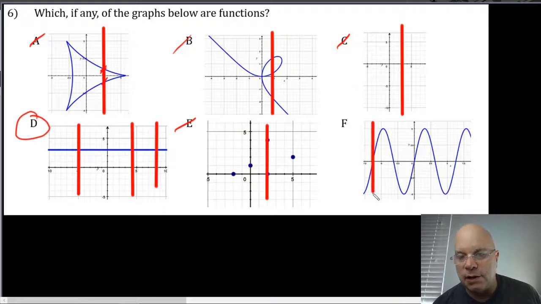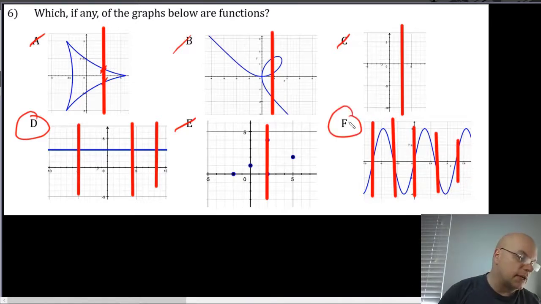F is a function that you're going to become very familiar with later in your math classes. But anywhere I put my vertical line, I only intersect 1 point. So D and F are the only functions. The other 4 graphs failed the vertical line test.